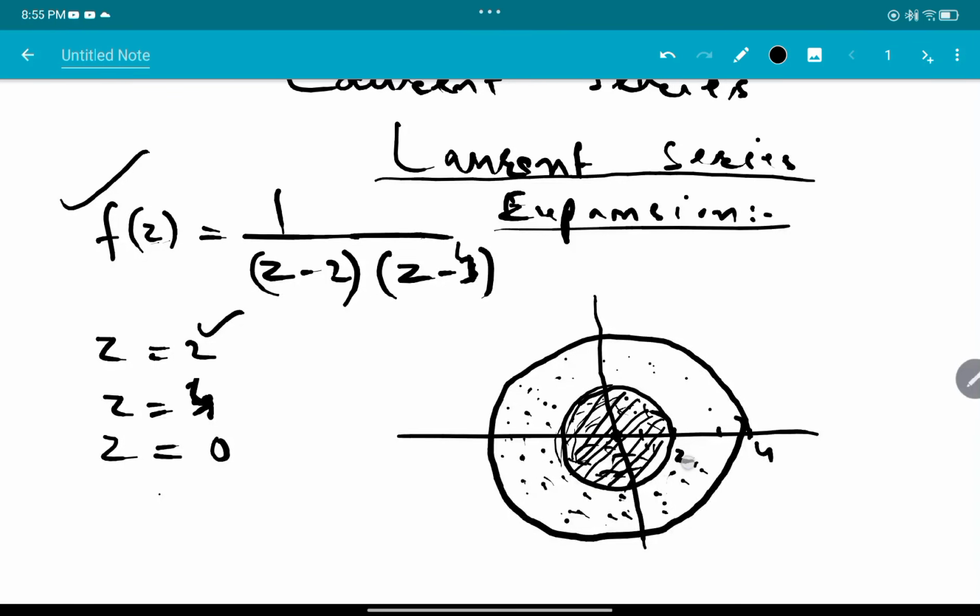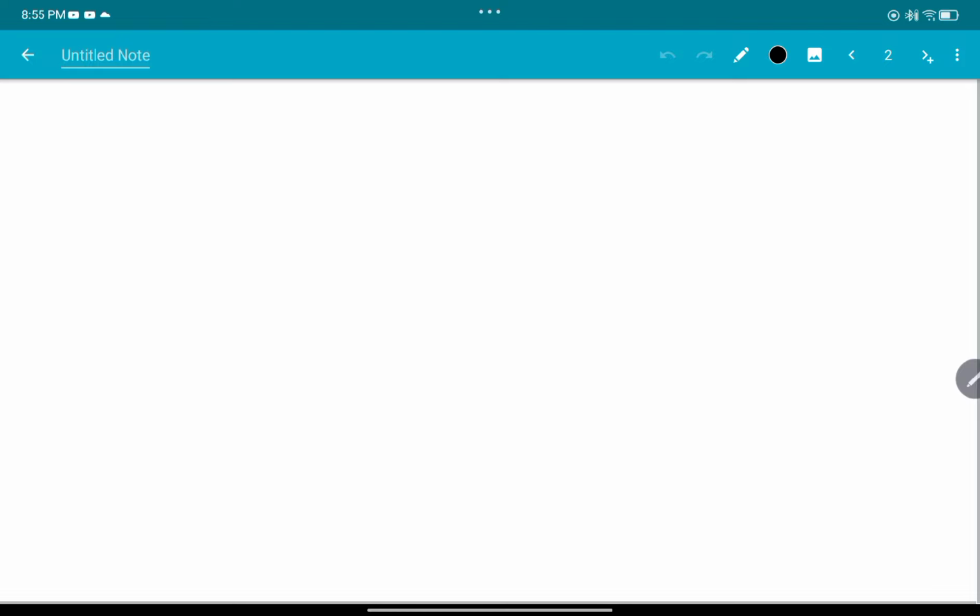Now our Laurent series will apply to this annular region. How, and what does that mean? Let's proceed now.